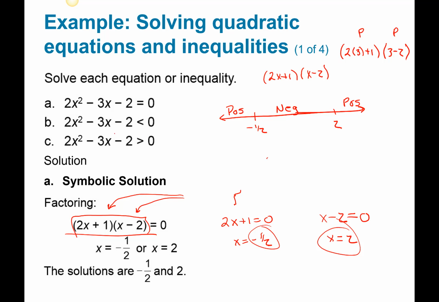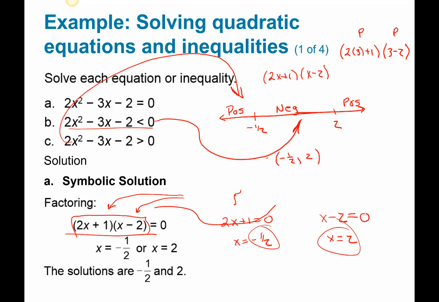If we want less than 0, that means it's going to be a negative interval, isn't it? The answers to part B are going to be in that middle interval. Now notice it's strictly less than 0, so that means it's going to be negative 1/2, comma 2 with parentheses, not brackets.